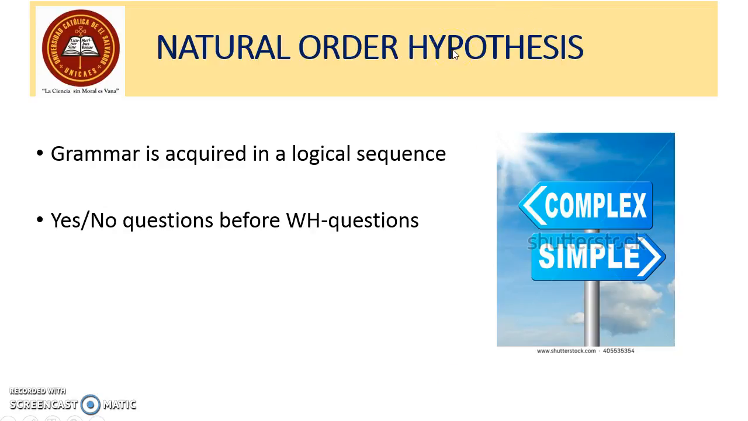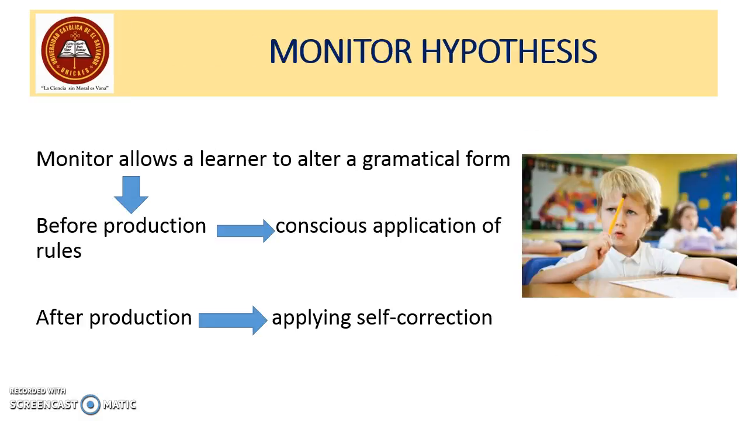We also have our second hypothesis, which is the natural order. Here, grammar is acquired in a logical sequence. And as you can see here, you go from simple to complex. So it means that if you want to teach some grammar, you are aware that yes/no questions will come before WH questions. It will be difficult for the student to grasp very complex structures at a very basic level. So that's why there should be an order to teach grammatical structures.